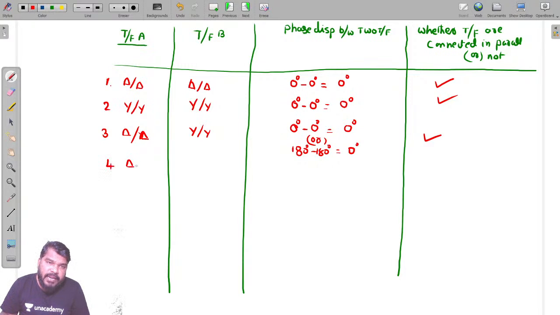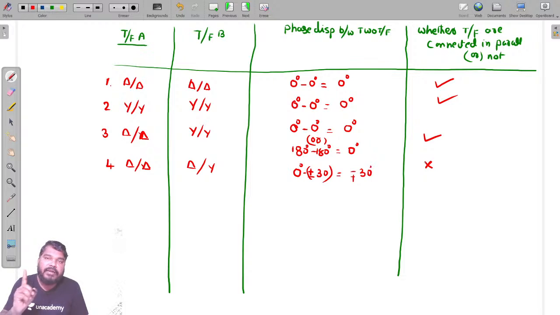So one is the delta three phase transformer, and the other one is the delta star three phase transformer. So one is the 0 degree connection and the other one is a plus or minus 30 degree connection. So that you will get minus or plus 30 degrees displacement. So these two transformers cannot be connected in parallel. Okay, all of you clear my point?